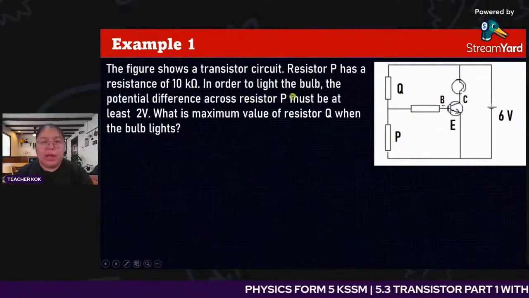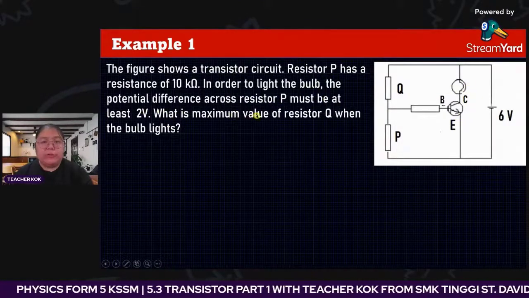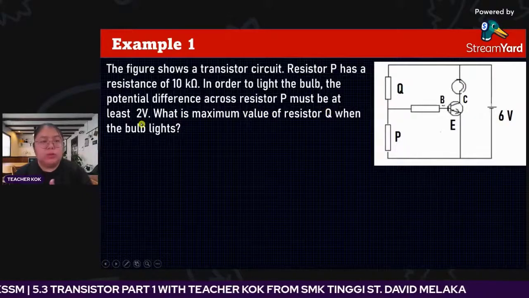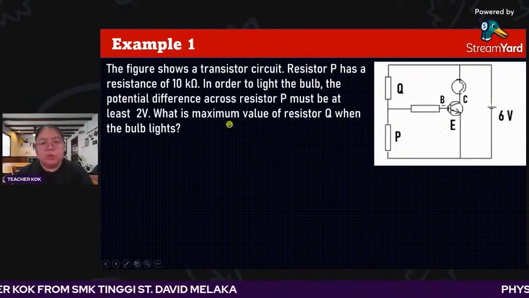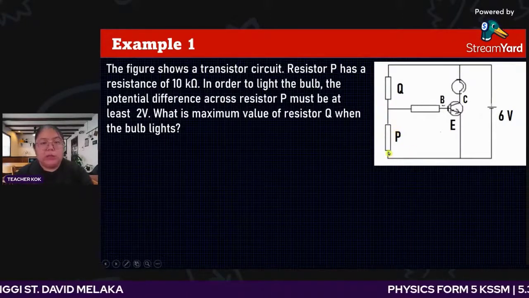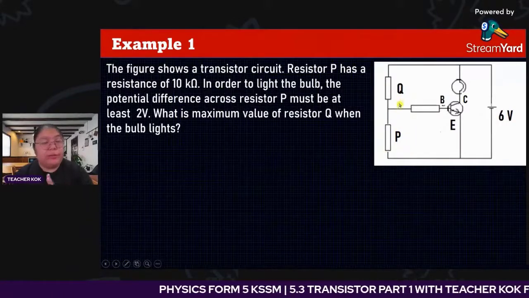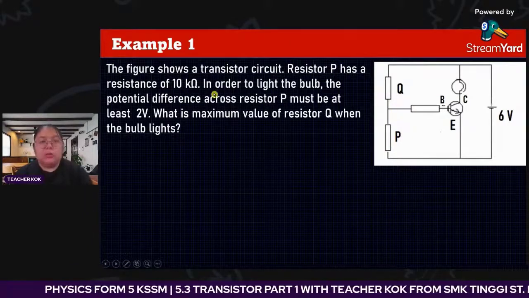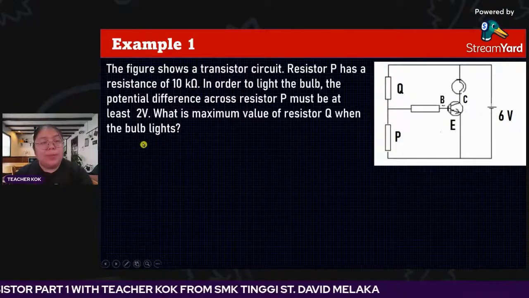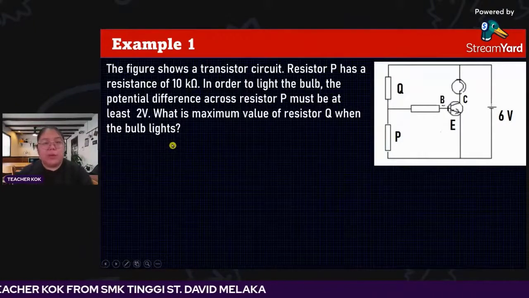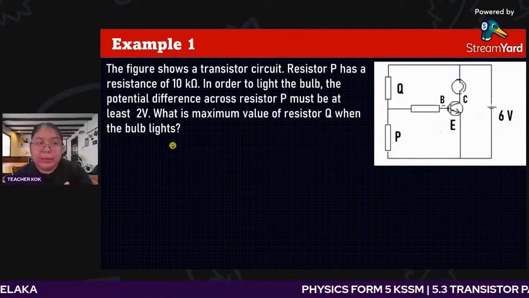In order to light up the bulb, the bulb is here, the potential difference across resistor P must be at least 2 volt. That means to turn on the bulb, you must have at least 2 volt at P. If there is 2 volt at P, then Q is 4 volt. What is the maximum value of resistor Q when the bulb lights up? They never say how much to light up. They just say they want the bulb to light, so a minimum of 2 volt is enough.